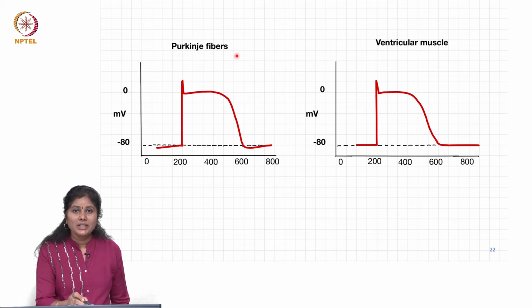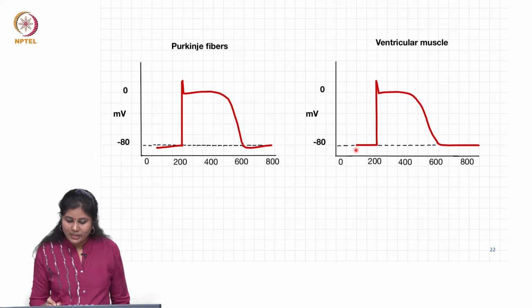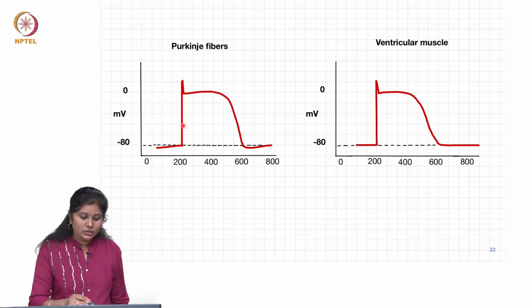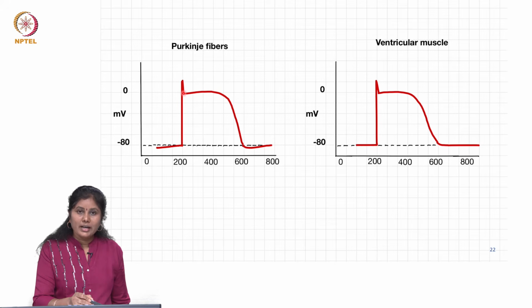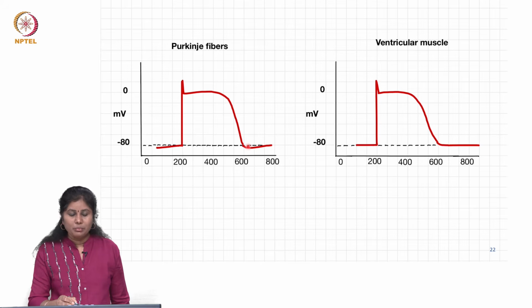This is a pacemaker tissue, so this shows the unstable resting membrane potential, you can see the slope, whereas in ventricular muscle it is stable, it is a straight line here. But similar to the ventricular muscle, this has also got a straight line denoting the depolarization, that is rapid depolarization, an initial rapid repolarization followed by a plateau and then the slow repolarization.